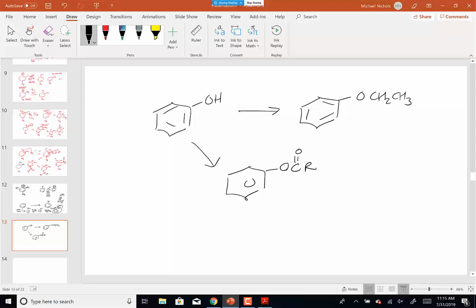What am I trying to make? Nope, that's C double bond O. I'm trying to make an ether. How do I make ethers? I might, again, if I'm in a good mood, I might accept adding ethanol and acid to this phenol.